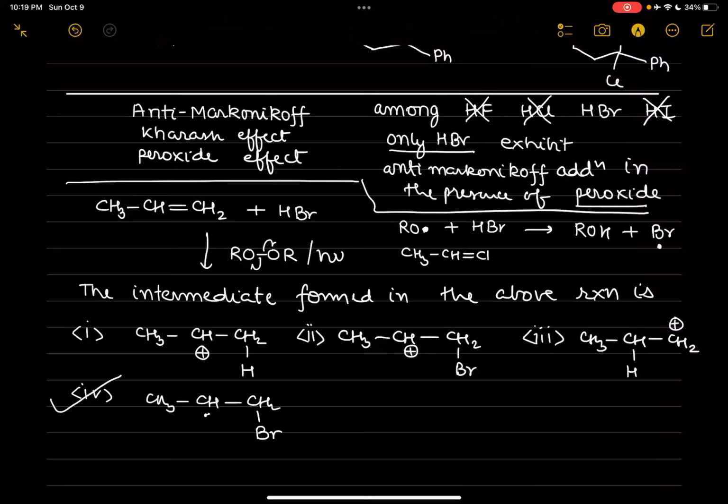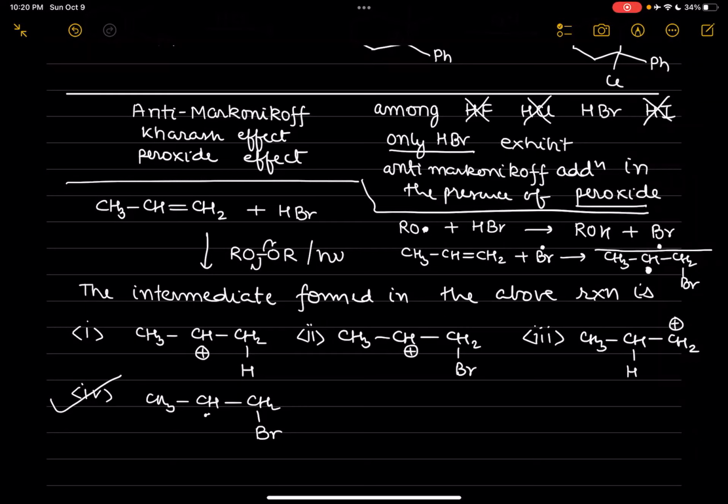And how is this Br radical going to approach the double bond? The double bond already has two electrons. A lone pair will go to one of the carbons. Br will attach on the double bond in a way such that a more stable radical is formed. Secondary radicals are more stable, so Br is going to attach itself to the terminal carbon, the left hand side. Clear?